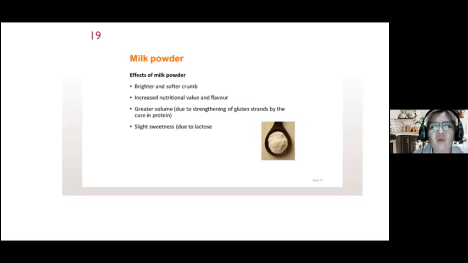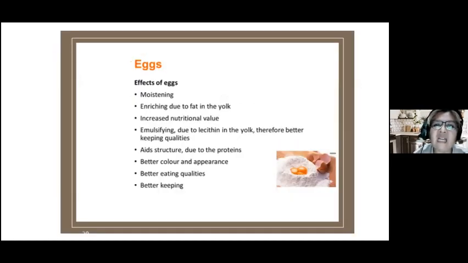Okay. So for the soft roll or the dinner roll, eggs. Eggs, of course, are a liquid ingredient which adds to the moistness of the product. It has an enriching effect due to the fat in the yolk, and of course the nutritional value. So it serves as a protein source. It also acts as an emulsifier due to the lecithin in the yolk, therefore keeping its better qualities. It aids structure due to the proteins, and gives better color and appearance, better eating qualities, and better cooking.